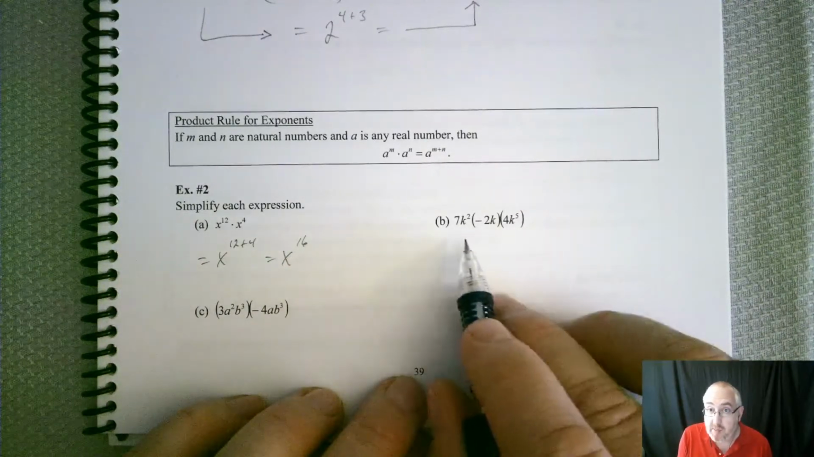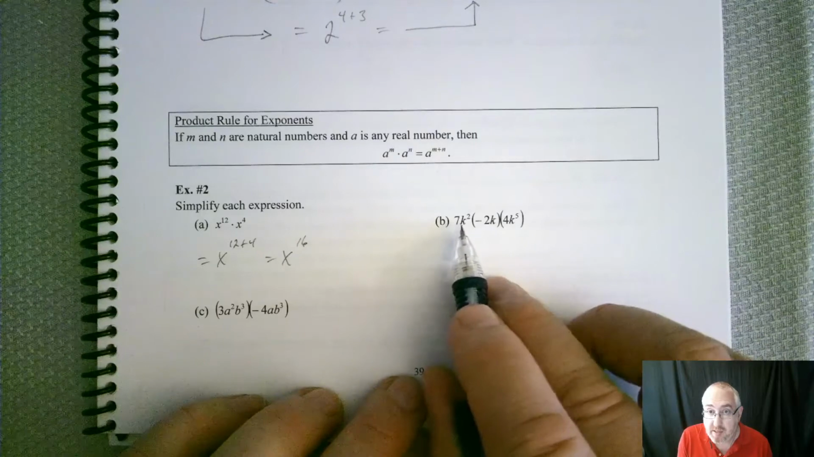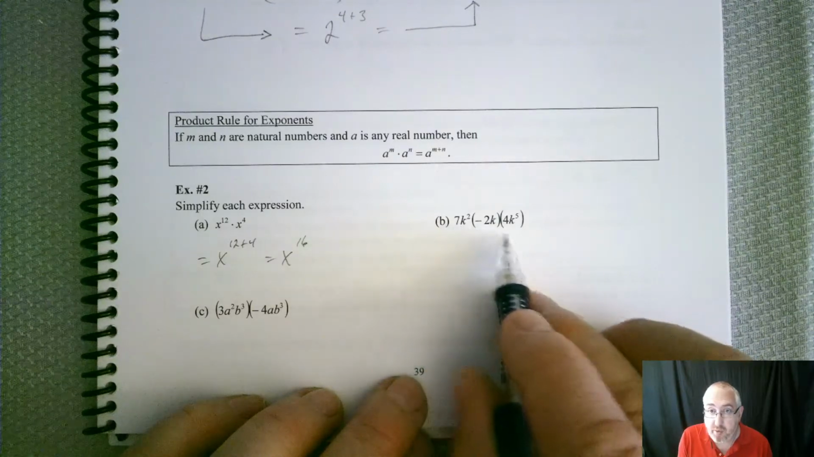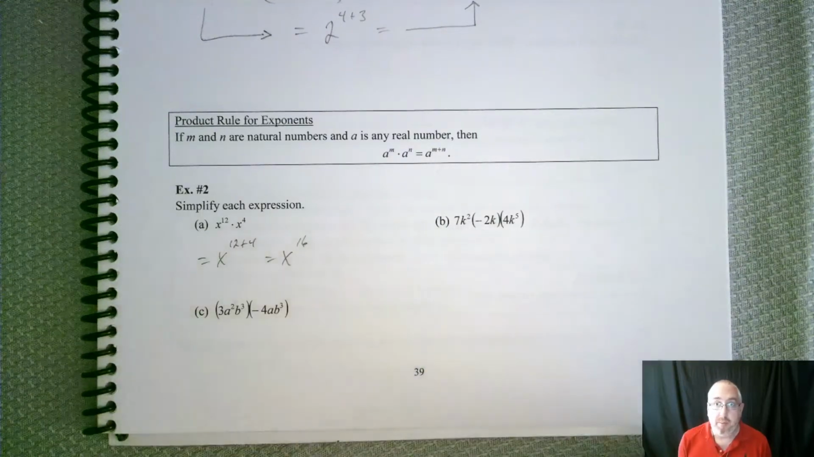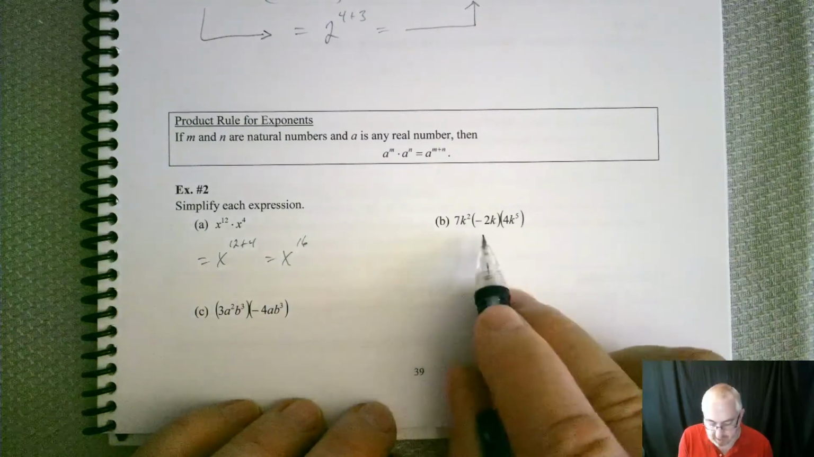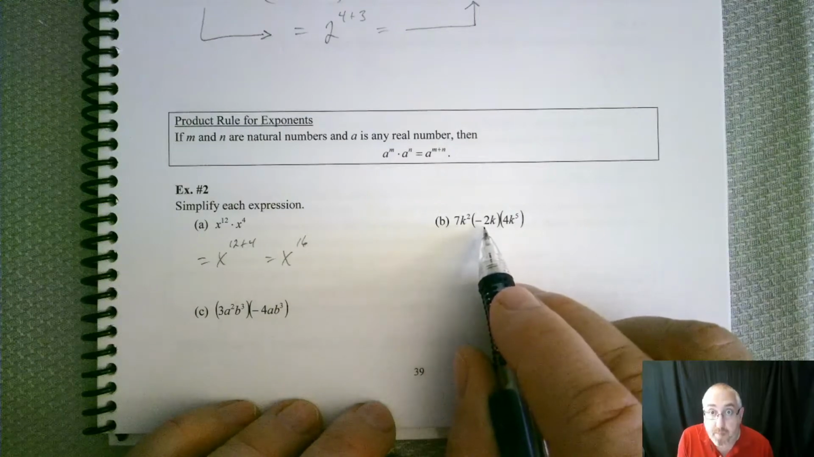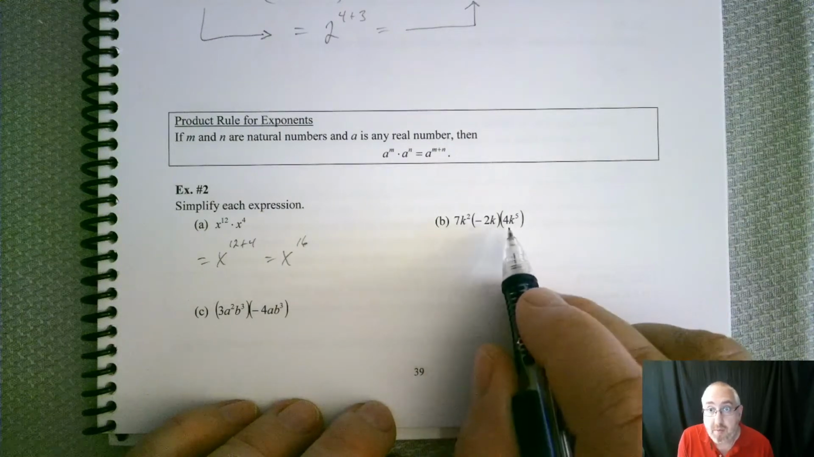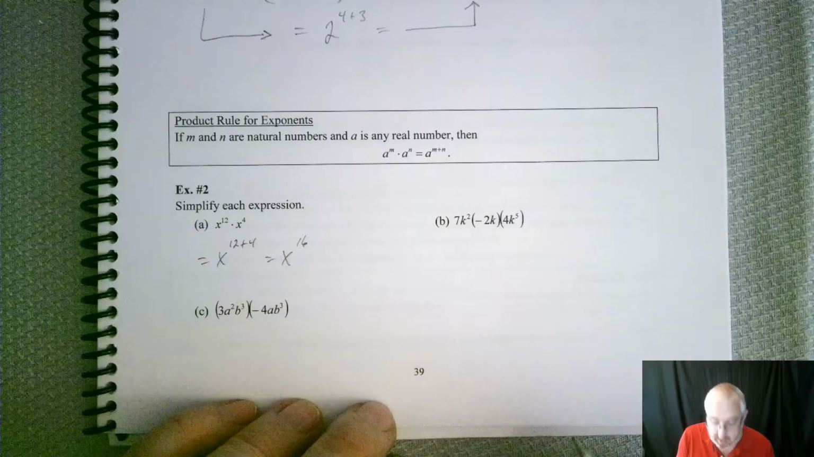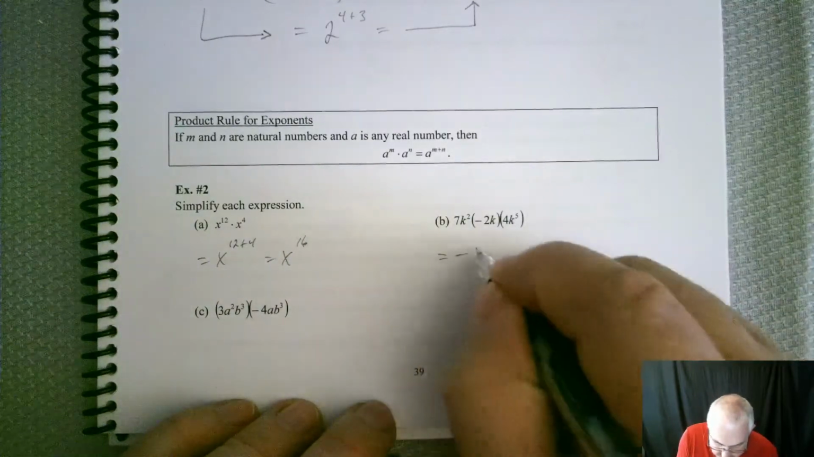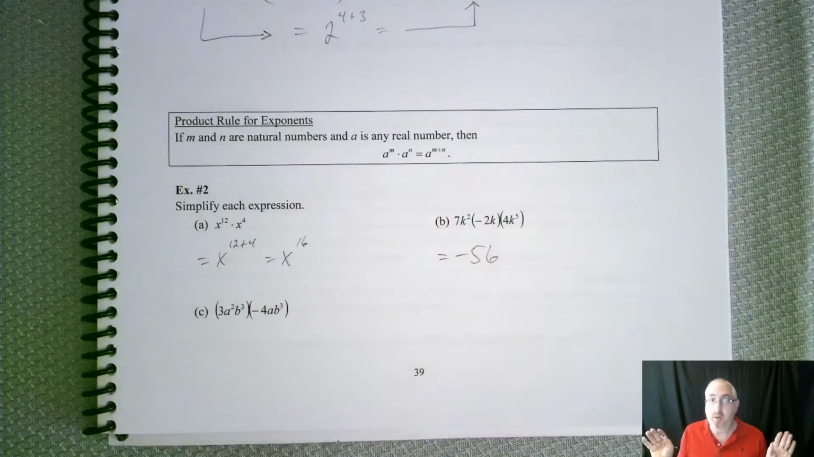Now, what about something like this? We got these numbers in front here, 7, negative 2, and the 4. What do we do with those? Well, kind of ignore the k's for a minute. And what are we doing? We're multiplying everything. So you just flat out multiply those numbers in front. So 7 times negative 2 is negative 14, times 4 is negative 56. So we got a negative 56 for our numbers. So now those are gone.